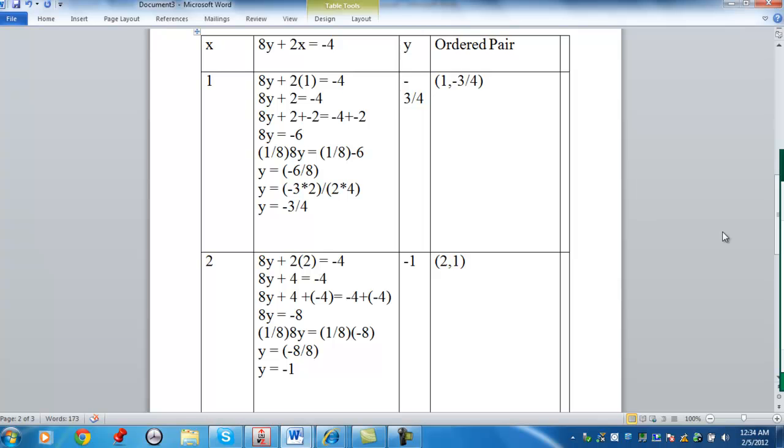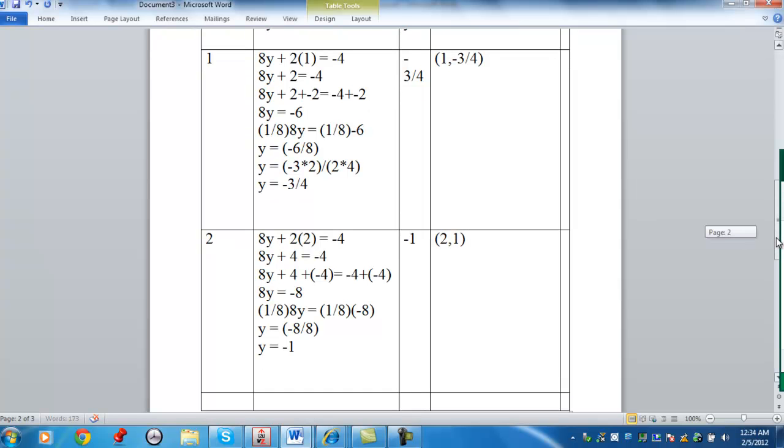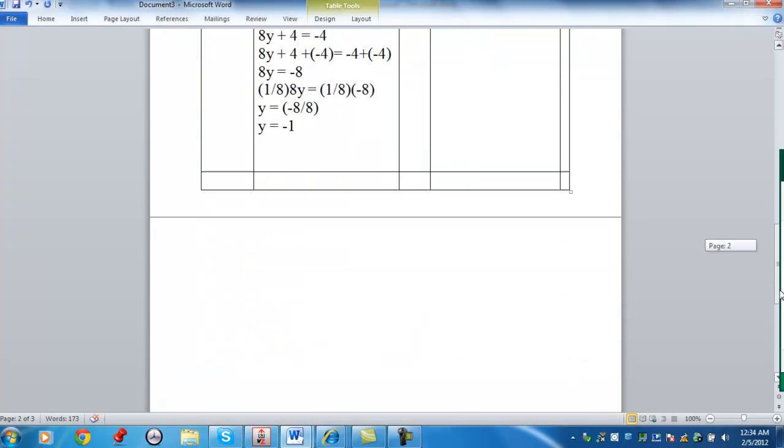So you have some pieces of information that might help you with graphing. Created a table of values. Found the x and y intercepts. Let's go to the graphing part.